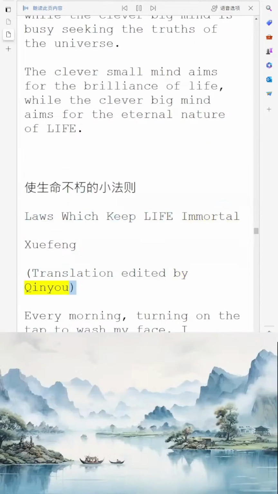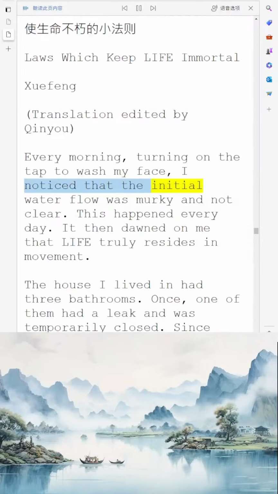Every morning, turning on the tap to wash my face, I noticed that the initial water flow was murky and not clear. This happened every day. It then dawned on me that life truly resides in movement.